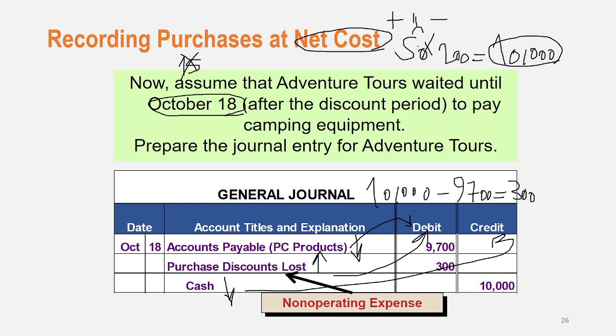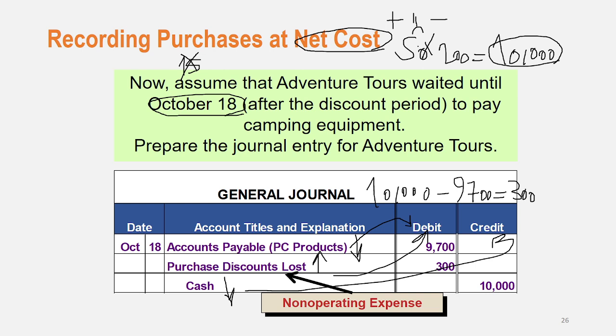Debit accounts payable. When Adventure Tours purchased the camping equipment, they created a liability of 9,700, and by debiting accounts payable, we are reducing this liability and indicating that the amount initially recorded as owed is being settled.